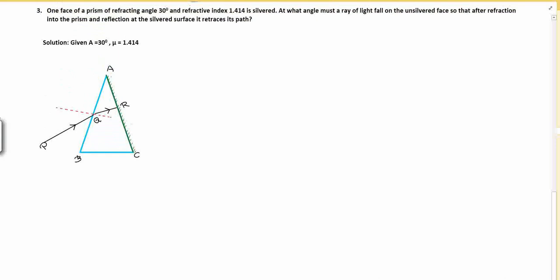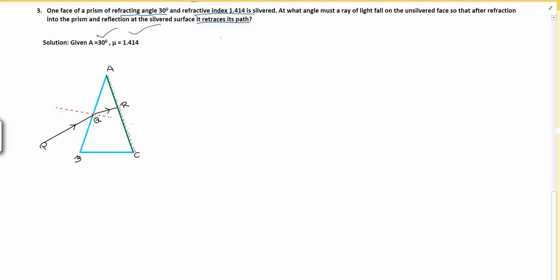Here, in this question it is given: one face of a prism of refracting angle 30 degree and refractive index 1.414 is silvered. At what angle must a ray of light fall on the unsilvered face so that after refraction into the prism and reflection at the silvered surface, it retraces its path? So the ray retraces its path. The refracting angle of the prism is 30 degree. Refractive index of the prism is 1.414. So here it is given.